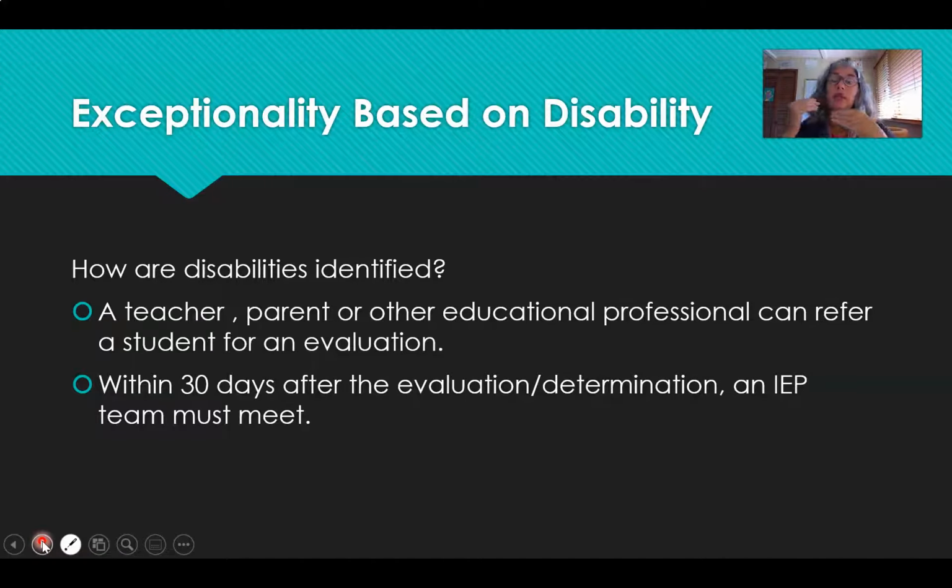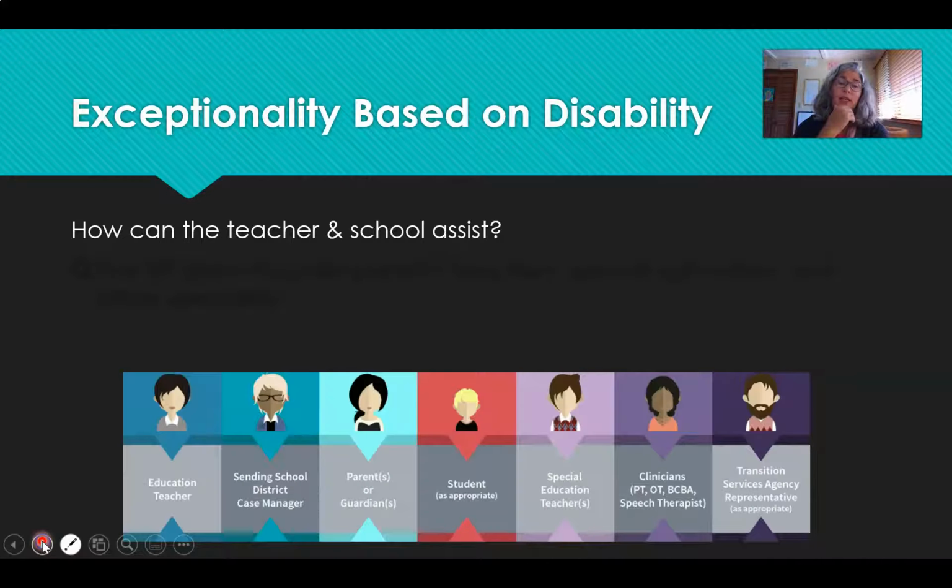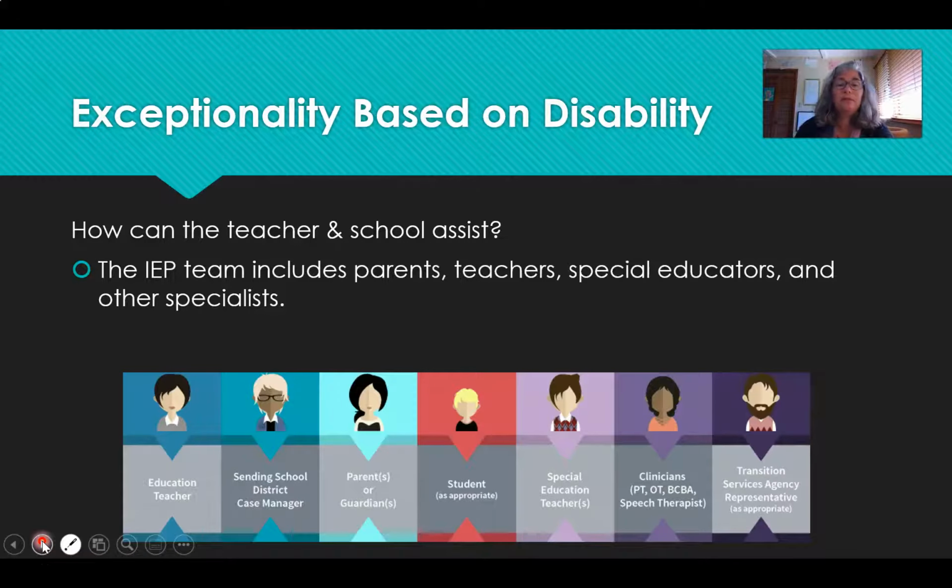Well, either the child's parent or the student's teacher would notice something that might cause concern, and they would need to refer that student for evaluation to a professional, most likely a psychologist. After the evaluation, there's a time period of 30 days once the evaluation is received by the school that an IEP team must meet to look at the information provided, the diagnostic information, and determine how to best meet that student's needs. So, how can teachers and schools assist?